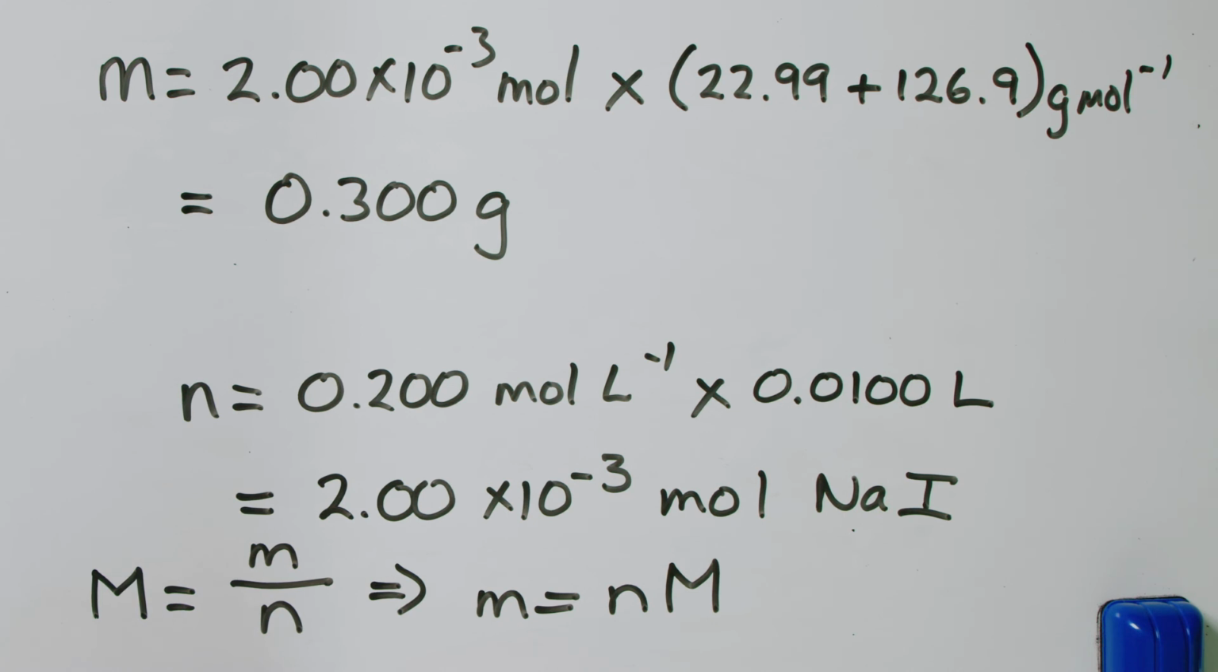Okay, so again, we've gone through a couple of examples of solution stoichiometry and how to use that equation, the concentration equation, C equals n over V. We've used it in a variety of guises here, and hopefully it has all made sense to you.